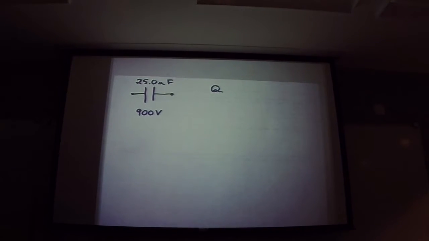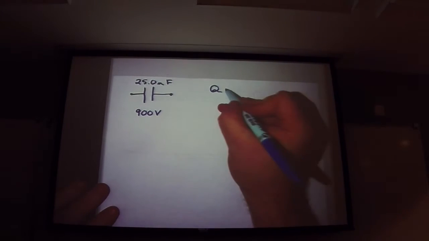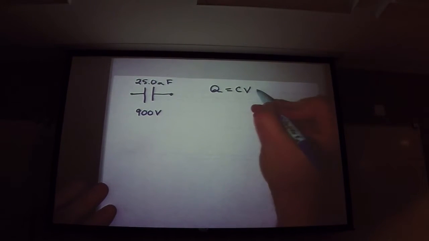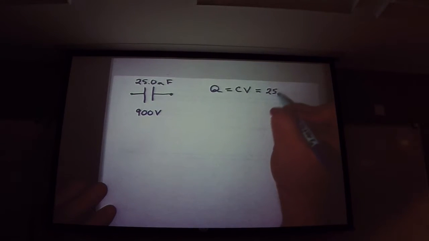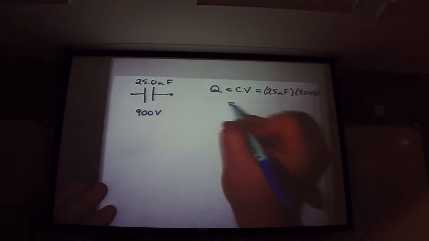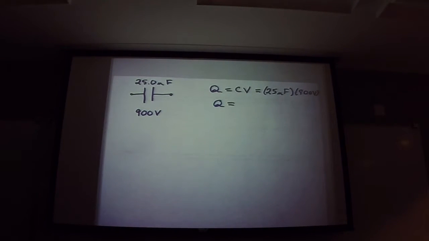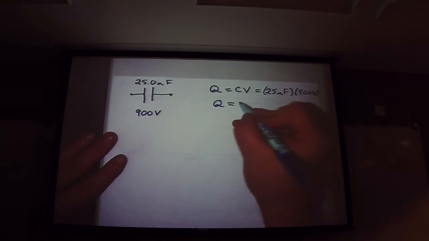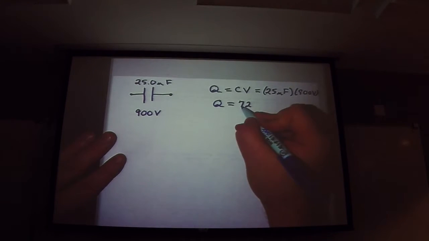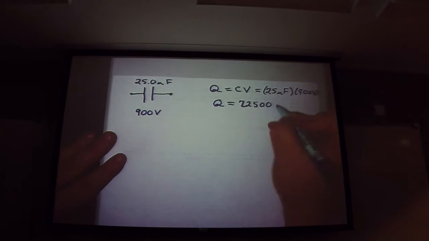Well, if I go back to my definition of capacitance and solve for the charge, I get Q equals C times V. C is 25 microfarads. V is 900 volts. So what do we get? Lots of charge. Well, not really that much charge. It's still micros, but we'll go ahead and keep the thousands of micros instead of changing it into millis, okay? 22,500 microcoulombs, like that?